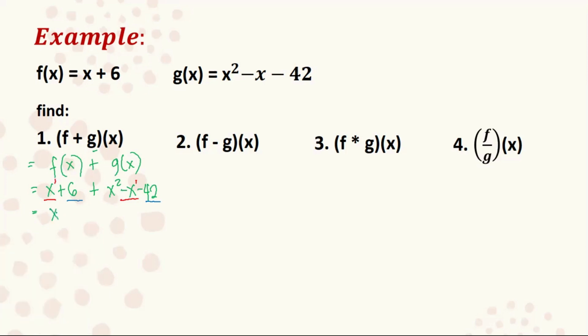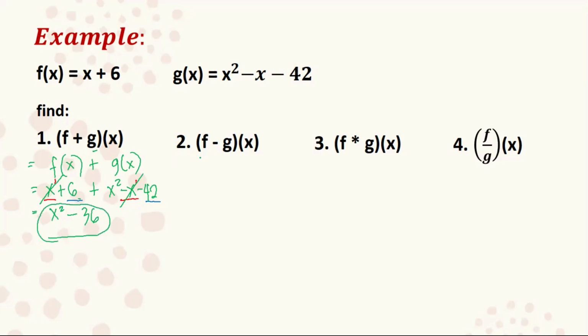Copy first x squared. Your final answer should be arranged in the descending order of the power. Okay? So uunahin natin si x squared. Then, x minus x, cancel na siya. Next, 6 minus 42, it's negative 36. Is there any other terms that can be combined? Wala na, class. So this is now the final answer.